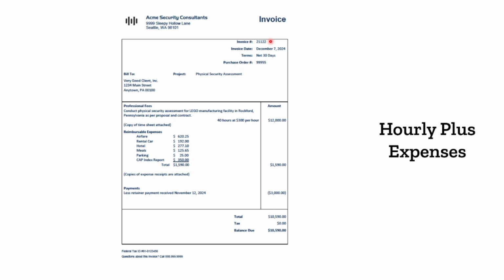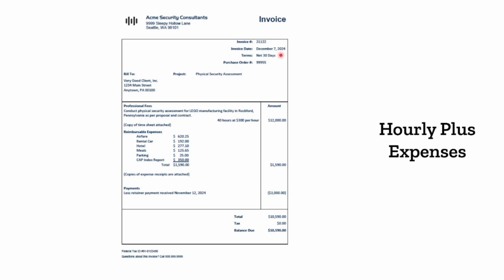Invoice date. This would be the date that the invoice was created and sent to the client. Terms. This specifies the amount of time that the client has to pay the invoice. These terms would be identical to what was agreed upon within the proposal or contract that the client signed when authorizing the project. In this case, the terms are net 30, meaning that the client has 30 days to pay the invoice in full.